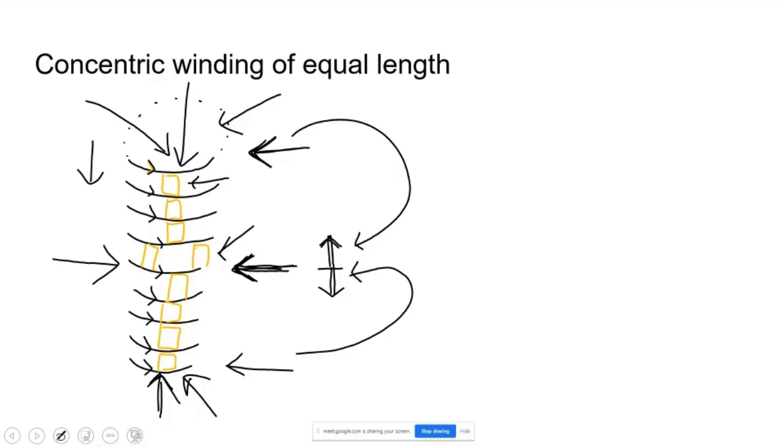Electromagnetic forces are high in end turns. But the transformer winding is mechanically rigidly connected. This electromagnetic force gets transferred to the middle turn also, middle spacer also. Now consider this middle spacer.